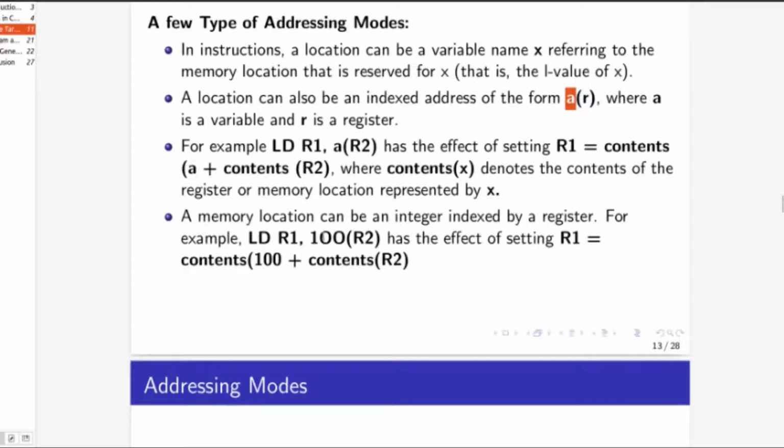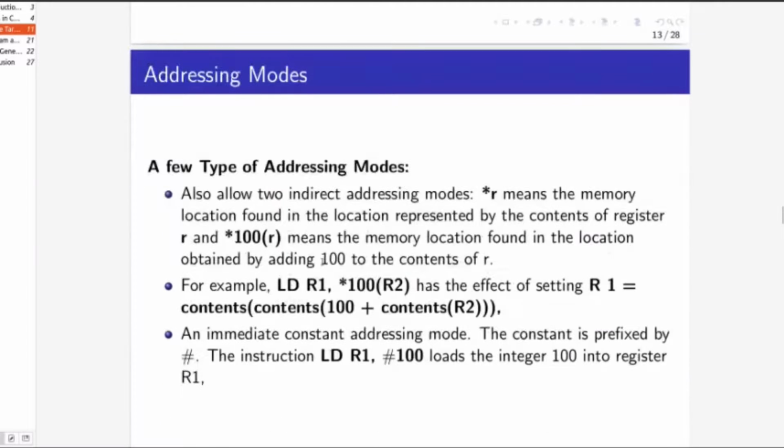Instead of a variable for the memory location, we can use a constant, an integer. For example, load R1, 100 of R2 has the effect of setting R1 equal to contents of 100 plus content of R2. That means first take the content of R2, then add it to 100, then take the content, and you will get a value that is stored into R1.